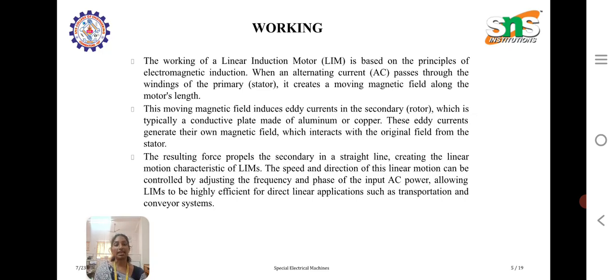The speed and direction of this linear motion can be controlled by adjusting the frequency and phase of the input AC power, allowing linear induction motors to be highly efficient for direct linear applications such as transportation and conveyor systems.